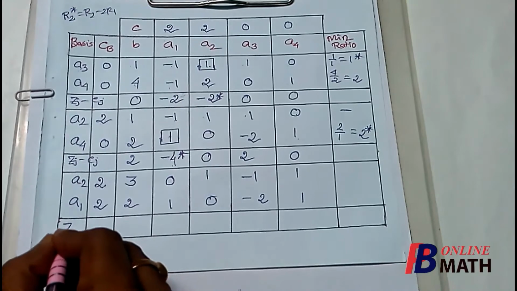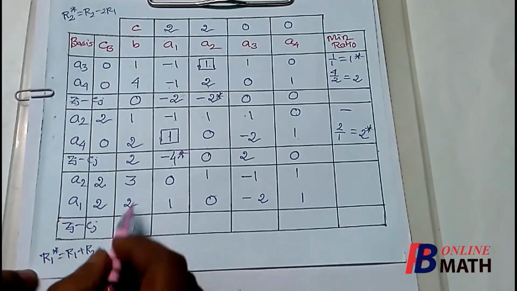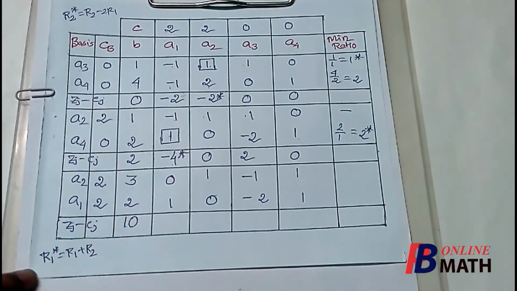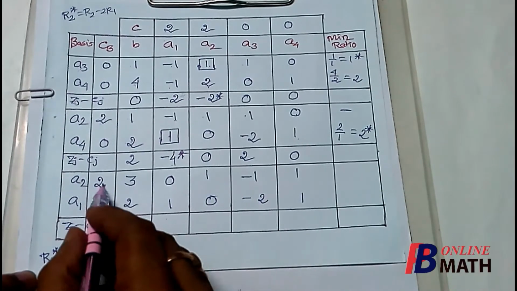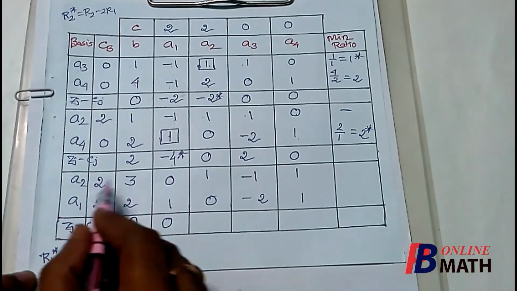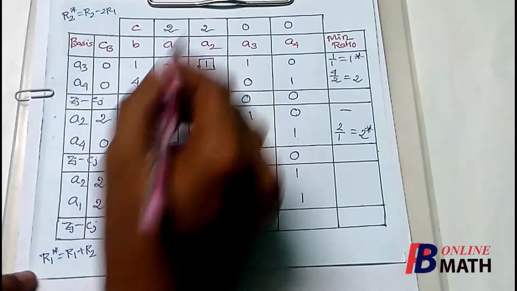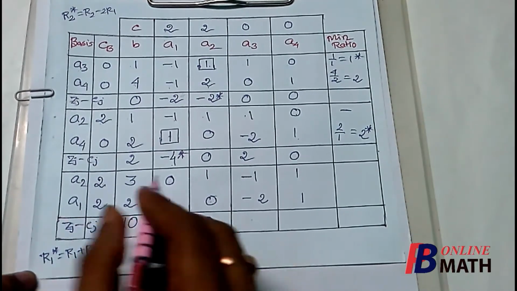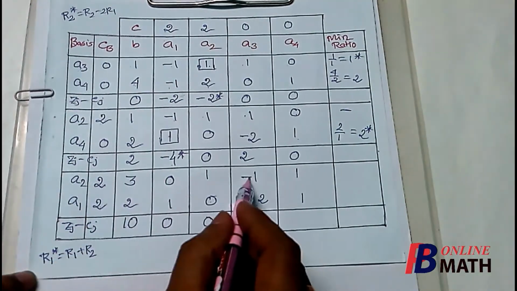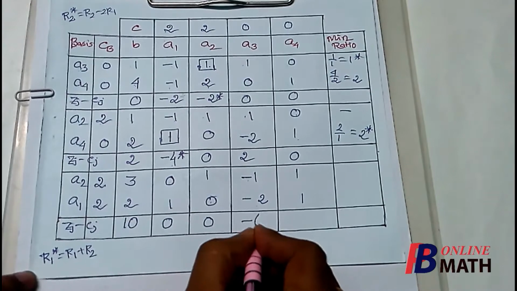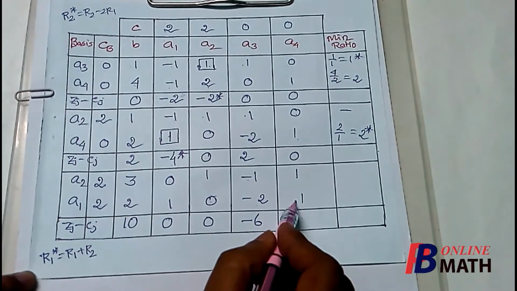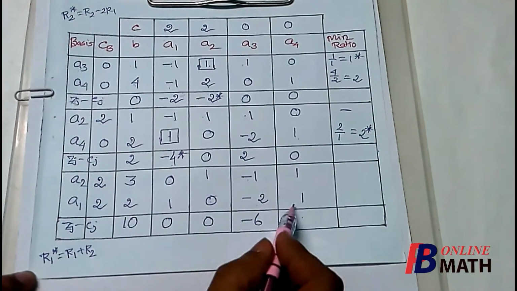Now we find Zj minus Cj. This will be 2 into 3 plus 2 into 2, 6 plus 4, which is 10. This will be 2 into 0 plus 2 into 1 minus 2, which is 0. This will be 2 into 1 plus 2 into 0 minus 2, so 2 minus 2, 0. This will be 2 into minus 1 plus 2 into minus 2 minus 0, so minus 2 plus minus 4, so it is minus 6. And finally this one, 2 into 1 plus 2 into 1 minus 0, so 2 plus 2, 4 minus 0.